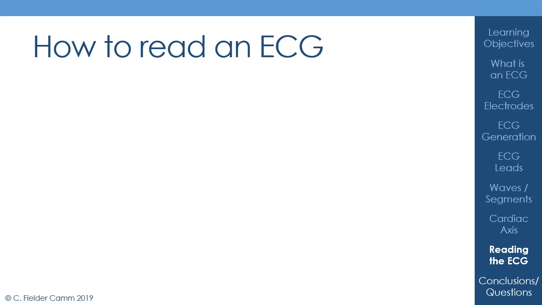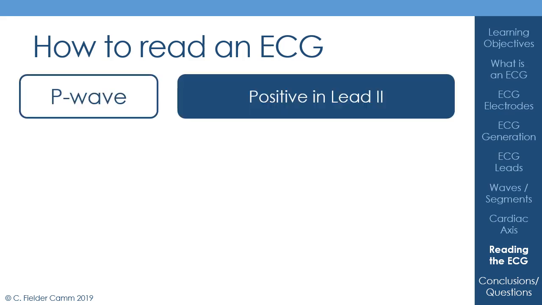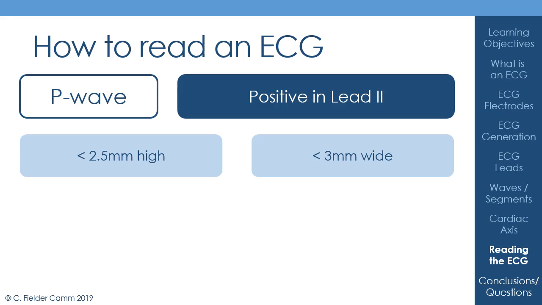So having done the cardiac axis, that's the last of the global features that we need to look at on the ECG, and we can now go through it alphabetically. So we can start with the P wave, and as we've just mentioned previously, that should be positive in lead 2 in sinus rhythm. In addition to that, we have some criteria for how wide the P wave should be and how high it is. And it shouldn't really be more than 2.5 millimeters, so 2.5 small squares high, or 3 millimeters wide.